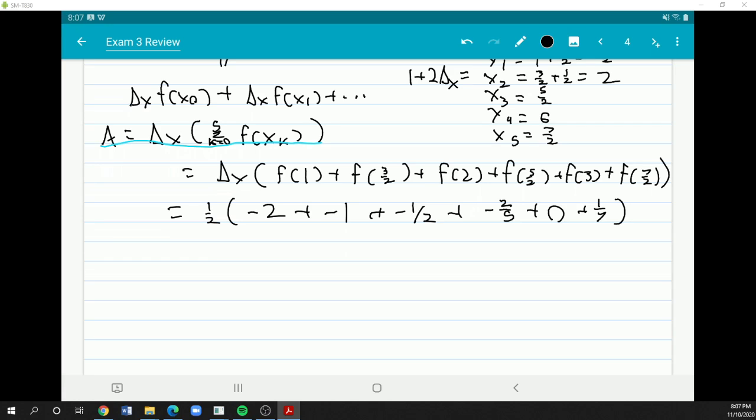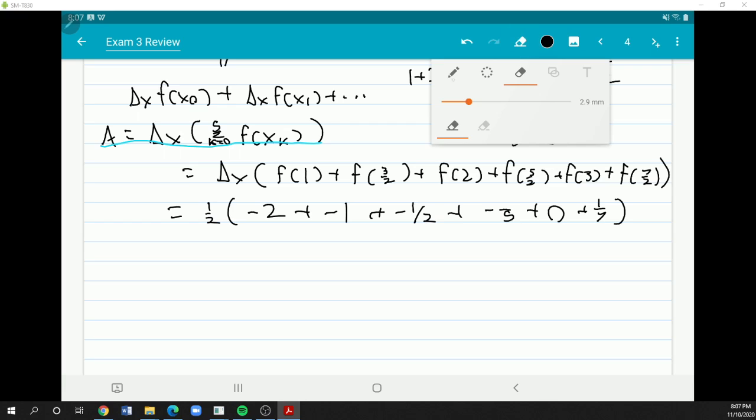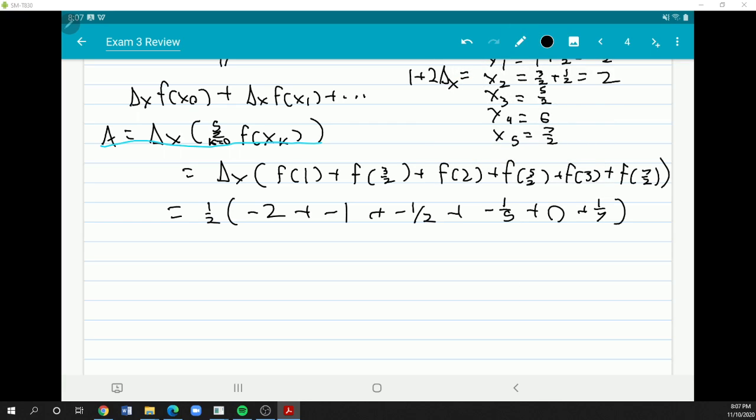So here, if I add these all together, rounding to 2 decimal places, I will get 1/2 times minus 2 minus 1 minus 1/2 minus, this should be 1/5, not 2/5, minus 1/5, sorry, minus 1/5 plus 1/7, and you get A is roughly equal to minus 1.78.